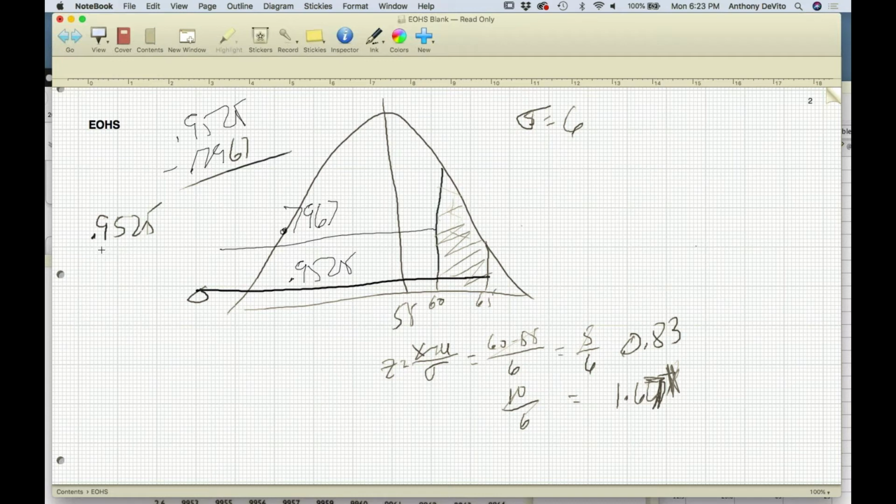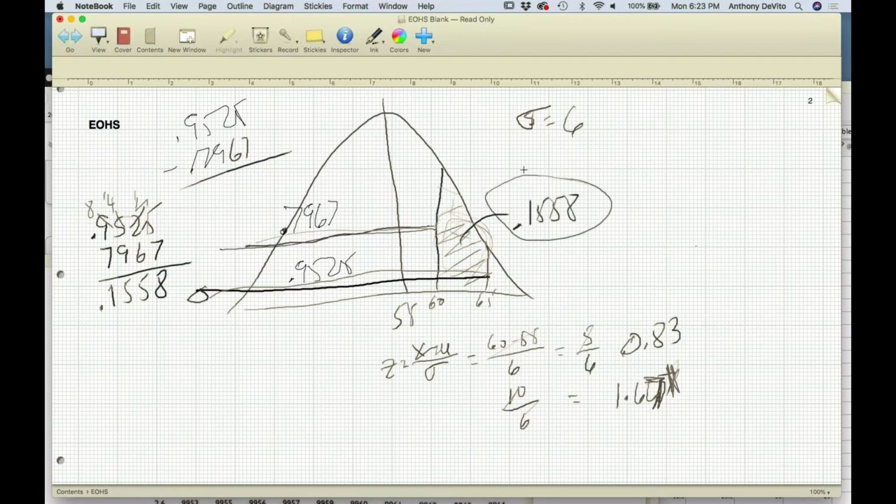9525 minus 7967. Okay, you see, old school math here. I'm sure you all took new math, so you don't do it this way anymore. So 11, this is a 5. I carry the 8, 14, 5, 8. This is 0.155. So we take this area, which is about 95%, and subtract this area, which is about 80%. We're left with roughly 15% between them. In fact, the actual area is 0.1558.